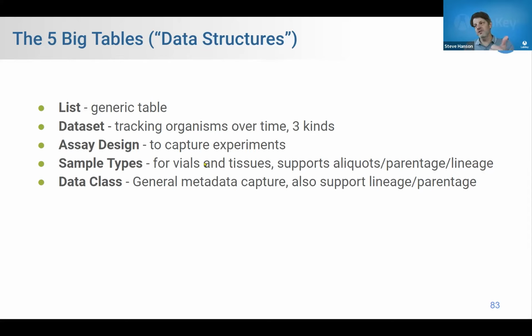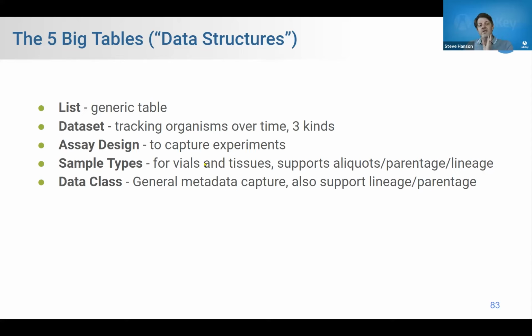The superpower of lists is just being generic and flexible. The superpower of data sets is they're designed to track organisms over time. So there's a time component and an organism component built into data sets. Assay designs have many superpowers, but it's more that they have a whole bunch of superpowers around parsing experiment files, having QC states built in, having experiment parameters built in, stuff like that. Having file provenance built in with links to the files, things like that.